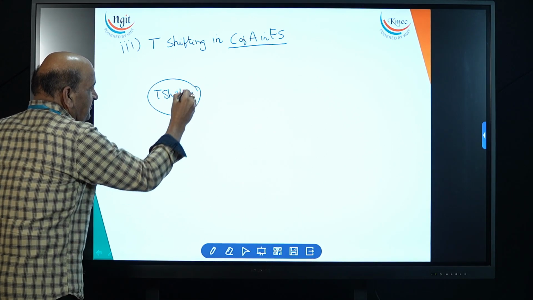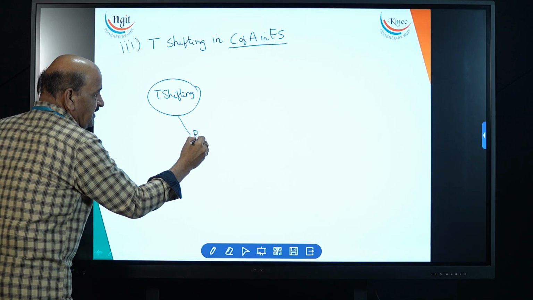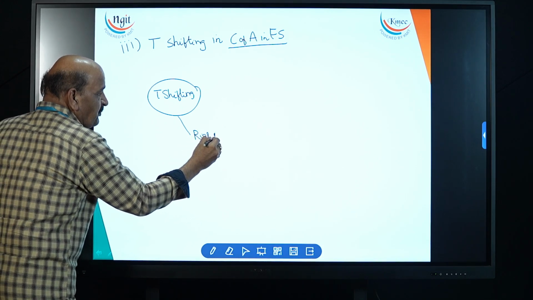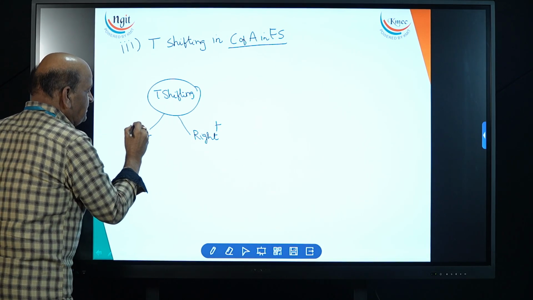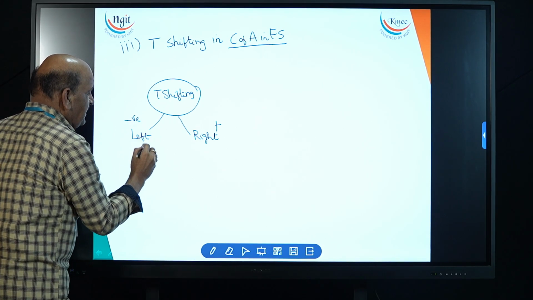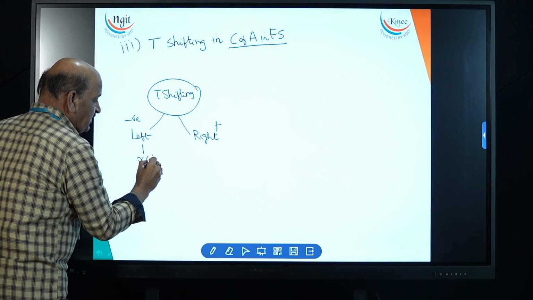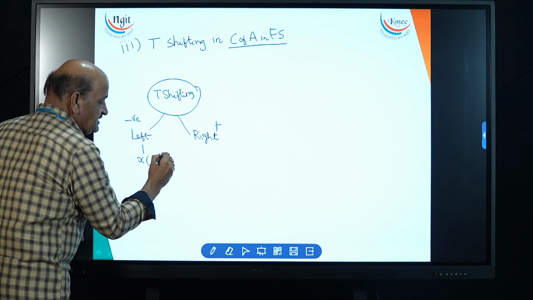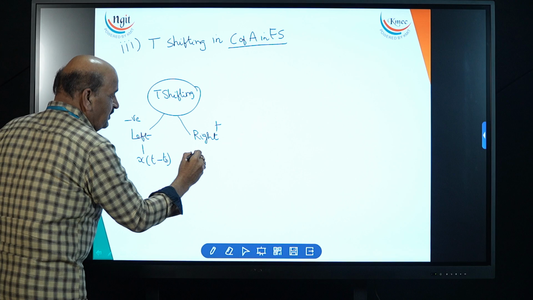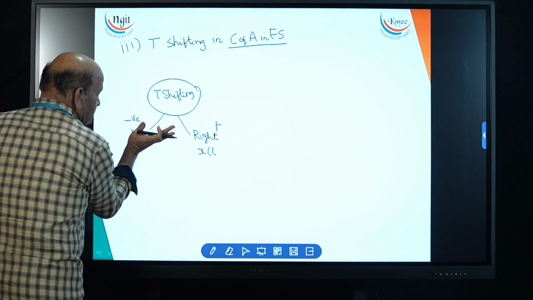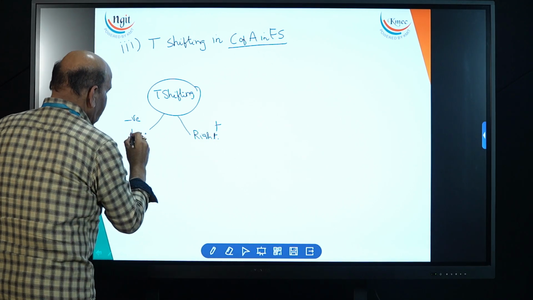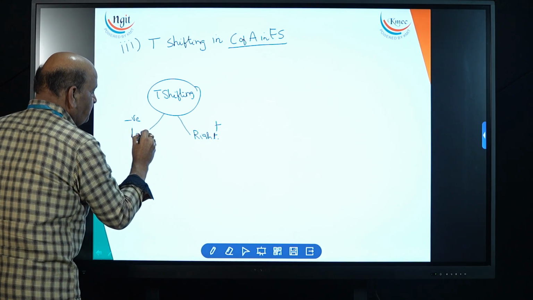there are 2 shiftings. One is right shifting. Right shifting is called what? Positive shifting. Another one is left shifting. Left shifting is called what? Negative shifting. Here we discussed x of t minus t naught. Now 2 types of shiftings we discussed here, right shifting and left shifting.